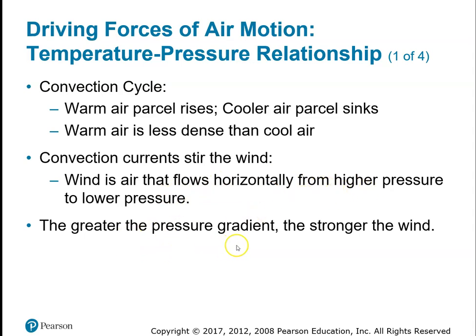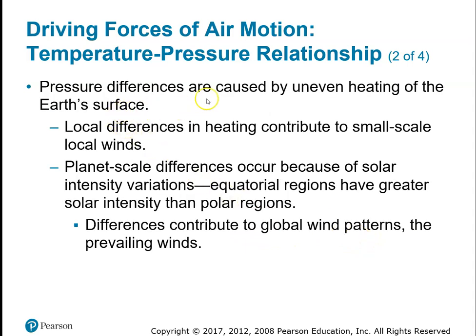So the greater the pressure gradient, the gradient, of course, is the difference in the pressure, the stronger the wind. All right. So pressure differences are caused by uneven heating of the Earth's surface. Local differences in the heat contribute to small-scale local winds. Planet scale differences occur because of the solar intensity variations.